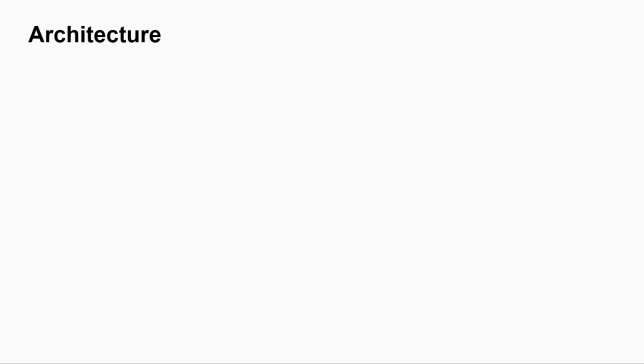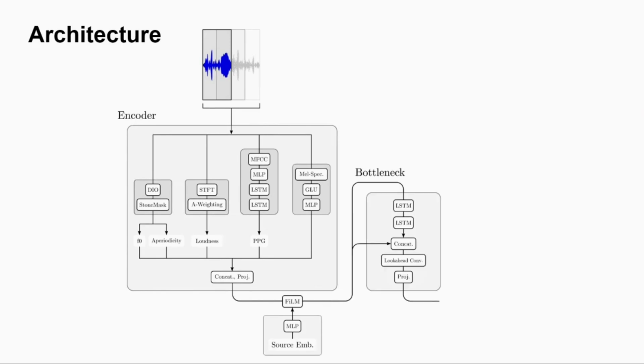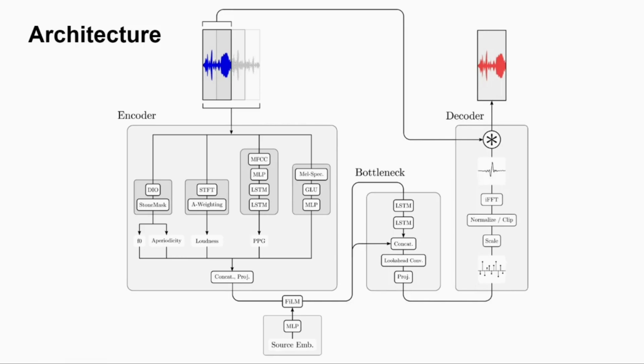VoiceBlock operates on 16 kHz audio and consists of three main modules. First, an encoder module extracts acoustic features from input audio frames. Next, a recurrent bottleneck module incorporates context from past frames to predict a set of filter controls for each frame. And finally, a decoder module regularizes the predicted filter controls and applies them to the corresponding frame of input audio.